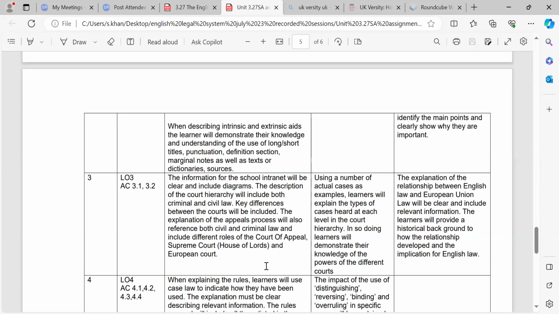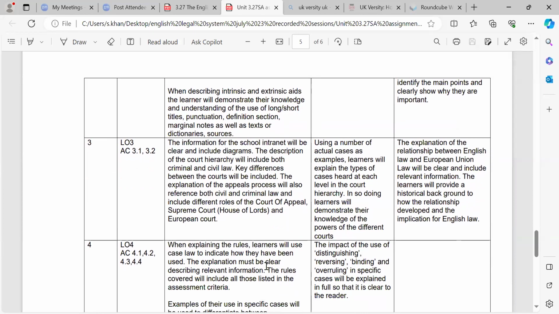The information for the school intranet will be clear and include diagrams. So the court hierarchy will include both criminal and civil law, and the explanation of the courts will be included. The appeals process also references both civil and criminal law, including different roles: Court of Appeal, Supreme Court, and the European Court. Using a number of actual cases as examples, learners will explain the types of cases heard at each level and the hierarchy.